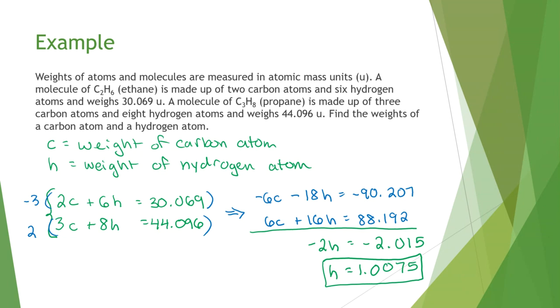Now I need to find the weight of both carbon and hydrogen, so I need to plug that back into one of the equations so that I can find what carbon is. It doesn't matter which one I plug it into. I'm going to plug it into the bottom one just because that's where I have space. So that would be 3C plus 8 times 1.0075 equals 44.096. So multiply, it's going to be 3C plus 8.06.